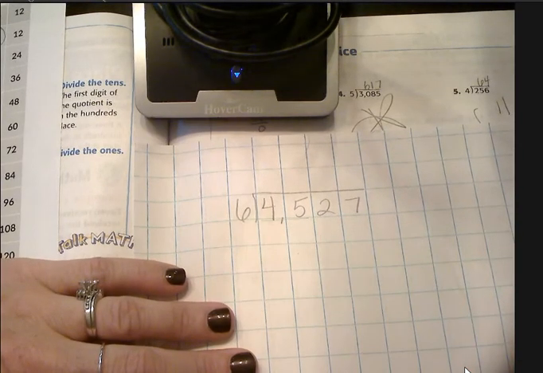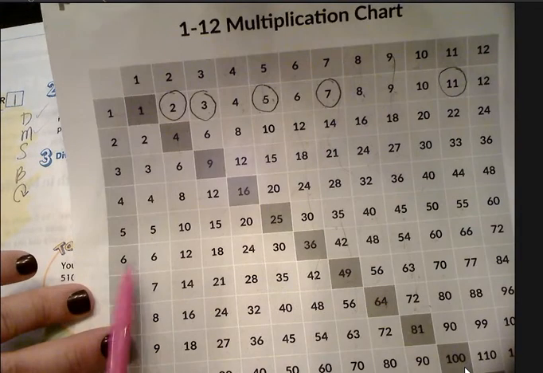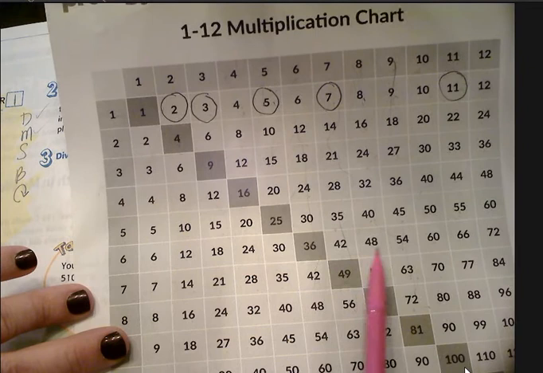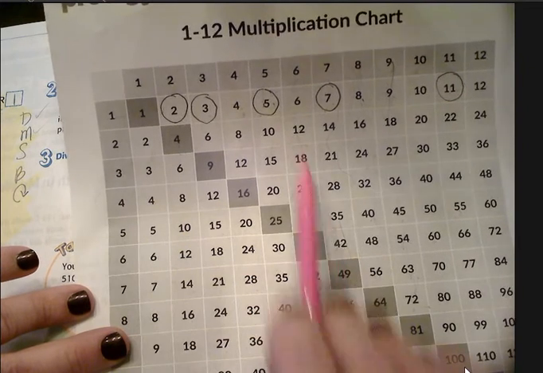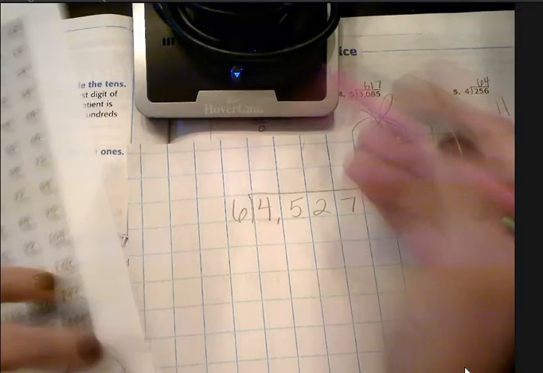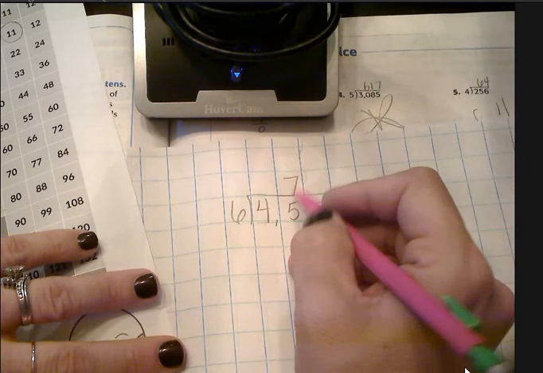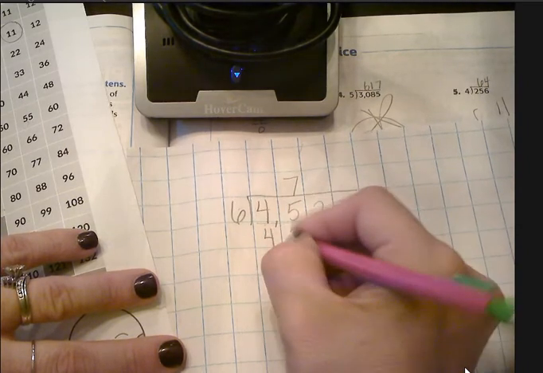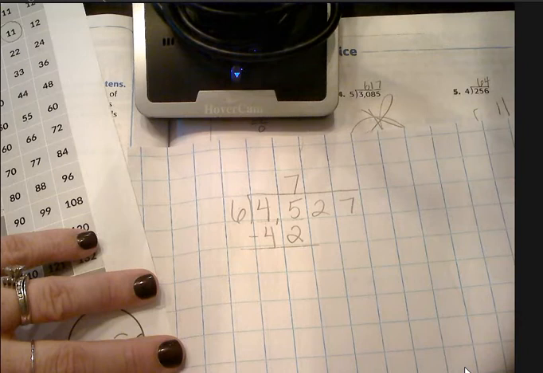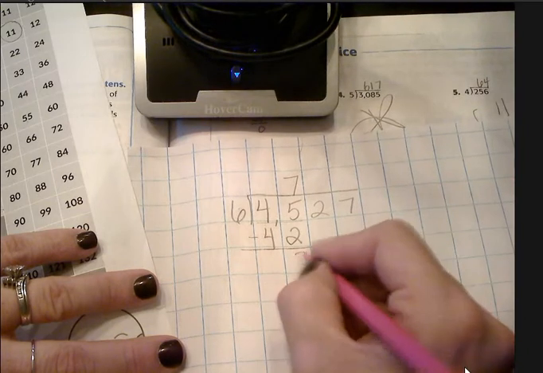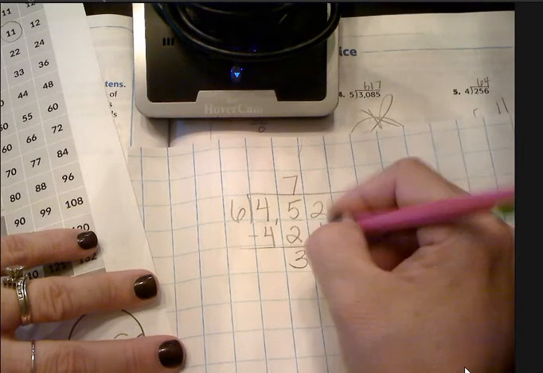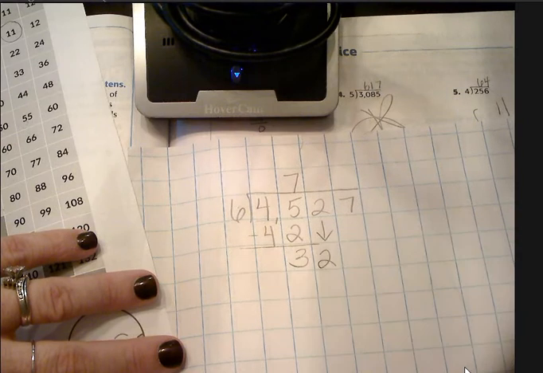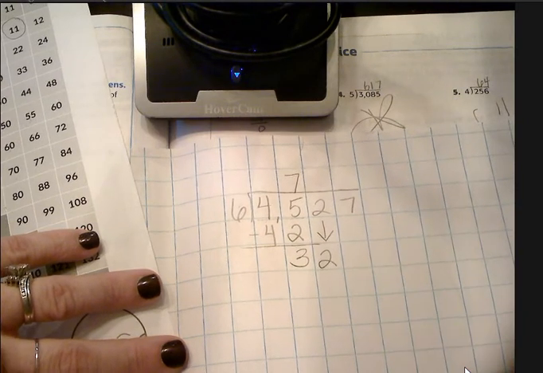6 into 45. Well, if I follow my 6's, I need 45 or less. It's going to be right there at 42, which is 7. 6 times 7. Multiply. 7 times 6 is 42. Subtract. 5 minus 2 is 3. 4 minus 4 is nothing. Bring down. You see how I'm staying in these boxes, and it's going to help me keep my lines nice and neat.